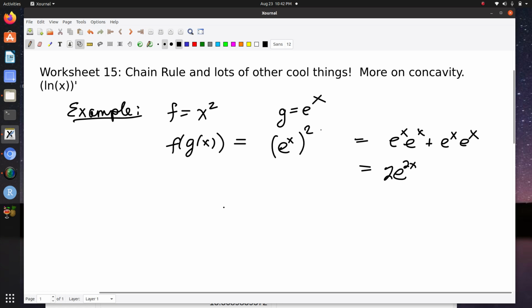Maybe you don't notice yet that you're treating this guy as though it's its own variable, and you're seeing this guy being treated like x squared, then times the derivative of the stuff inside. But that's going to become more apparent.